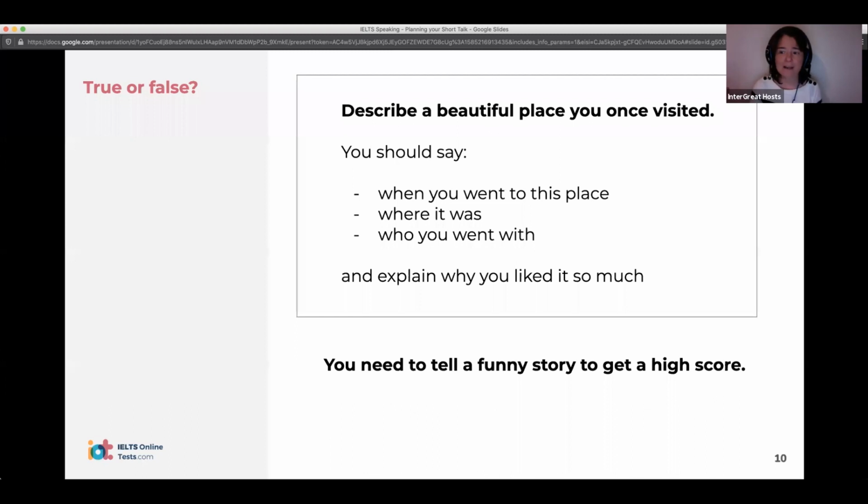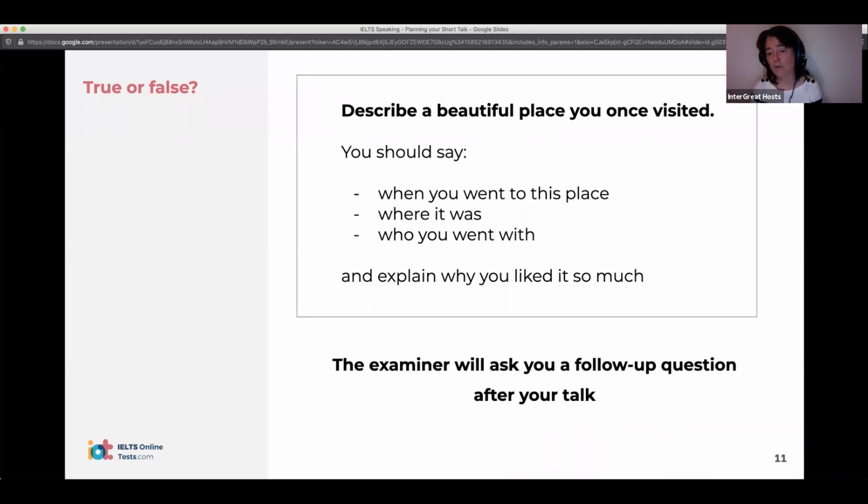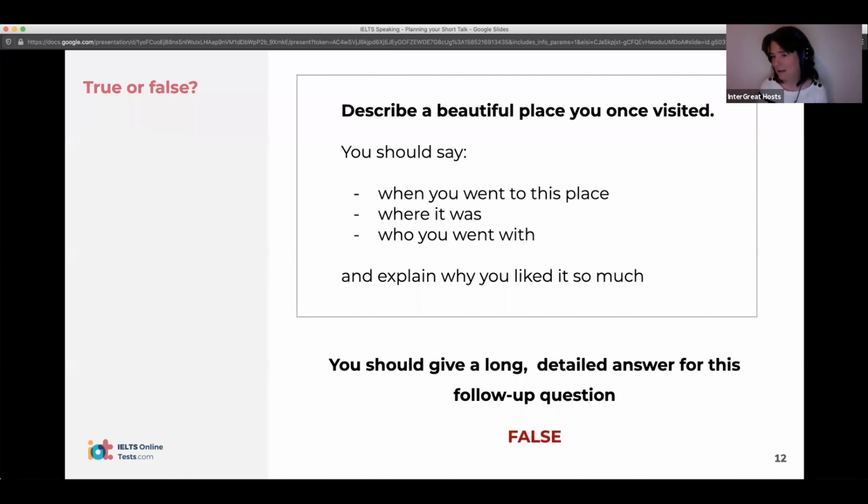Okay, it has to be funny or entertaining. Yeah, no, it doesn't matter. You just have to produce English. That's all that matters. Okay, once the 2 minutes is up, there's a follow-on question. Yes, this is true. So the examiner just asks you a short question at the end of your 2 minutes. And what kind of answer should you give, a very long answer for that follow-up question? No, okay, you're right. This is just a kind of completion. You just give a short answer to that bit.